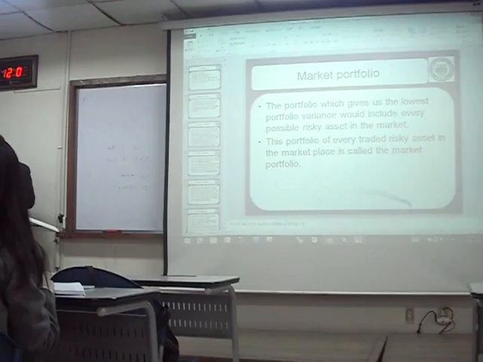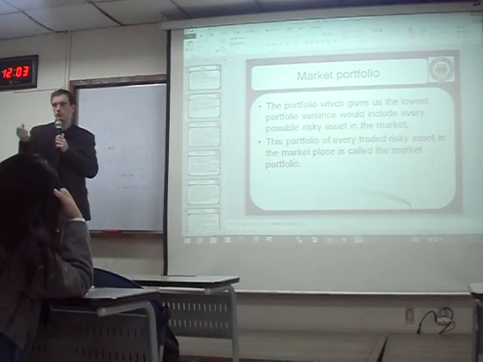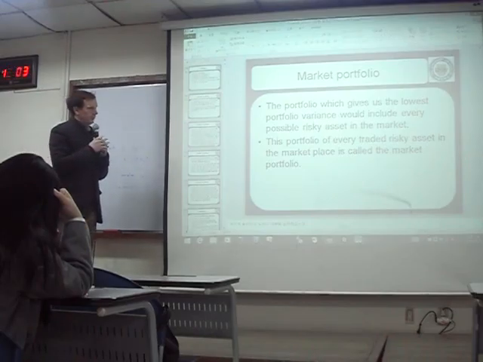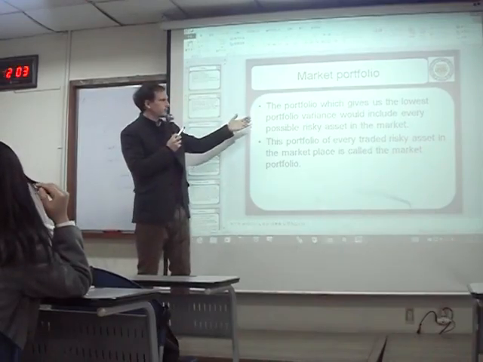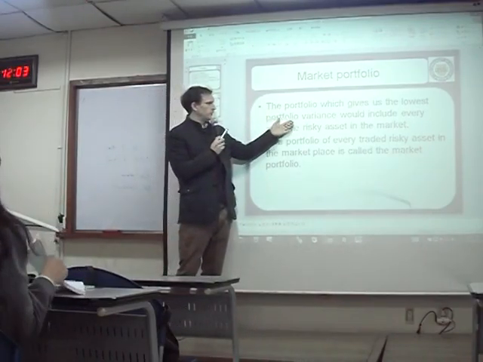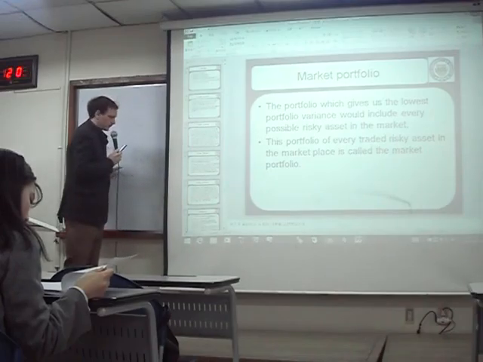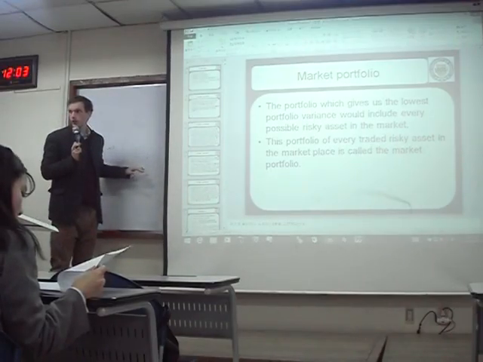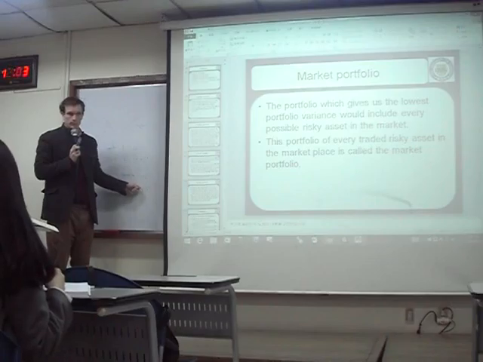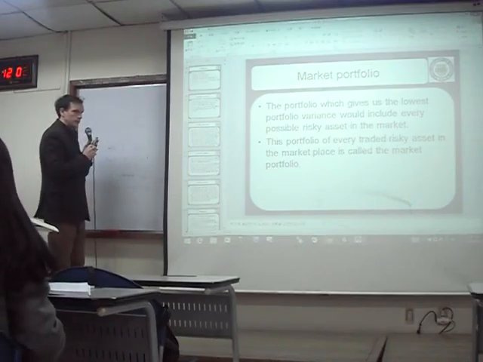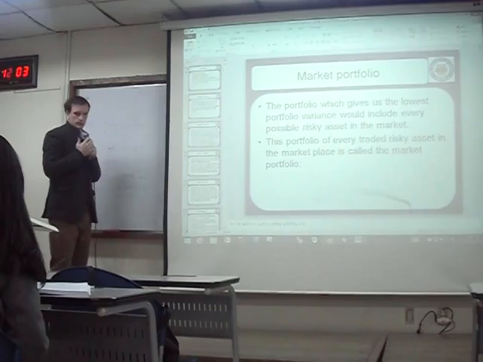So the market portfolio is a portfolio, meaning I have a portfolio of stocks. It means a group of stocks, or a number of stocks together. Okay? So the market portfolio is the mix of stocks which gives us the lowest variance, and this is going to include every risky asset in the market. So if we add on more stocks here, and more stocks here, and more stocks here, they don't all have the same relationship. So this number is going to get lower and lower. Do you understand? As we add on more stocks, the stocks are also moving in opposite directions. So we're reducing the variance and reducing the risk.